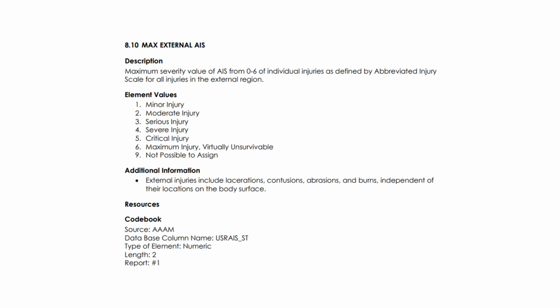Max External AIS refers to the maximum severity value of AIS for all injuries assigned to the external region. External injuries include lacerations, contusions, abrasions, and burns. It also includes penetrating injuries if there are no underlying injuries to bone or organs. Hypothermia and frostbite are also coded to this area.